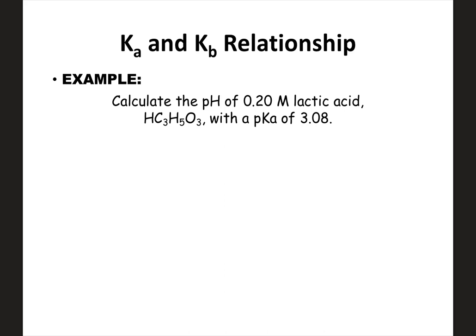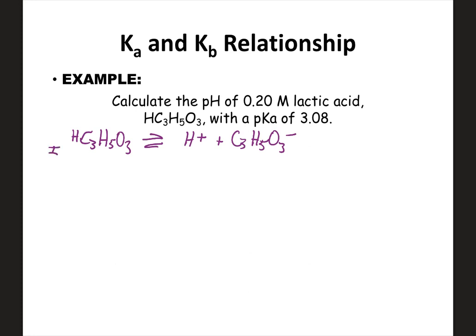So we're going to need to do an equilibrium here. We're going to need to have an ICE table. So I'm going to write my equilibrium here. I have the HC3H5O3 in equilibrium with its ions, H+ and C3H5O3-. All right, so that's the equilibrium we're looking at here. The weak acid dissociating into its ions. Remember, this is not going to be 100% because it's weak.